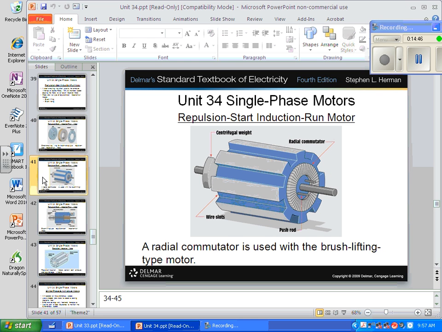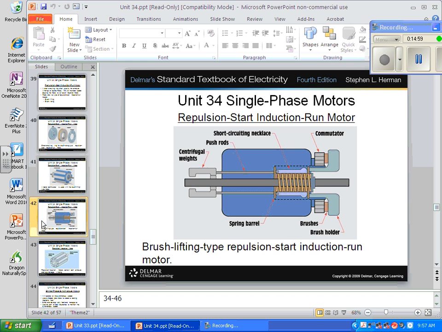And here we have a radial commutator used with a brush lifting type motor. We don't have one of those in the lab. I probably won't be asking you about that. So don't get twisted about it.